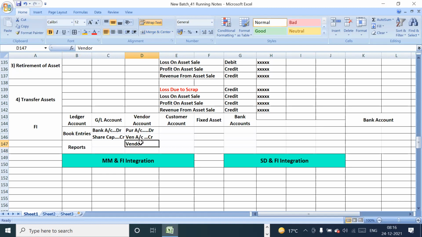And similarly, we are able to see the GL reports. We want to see the GL report, we want to see the vendor reports.